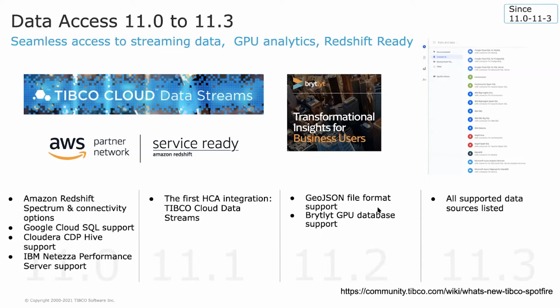In 11.2, we added GeoJSON file format support, and also support for the first GPU accelerated database, which is the database from Brightlight. We have worked really hard with them to support two things. First of all, they have the ability to plot billions of data points on maps. So we have a template available for download, where you can, through a mod using Mapbox, visualize billions of data points. Brightlight has this smart way of figuring out what data points are behind each individual pixel on the map chart and color by that.